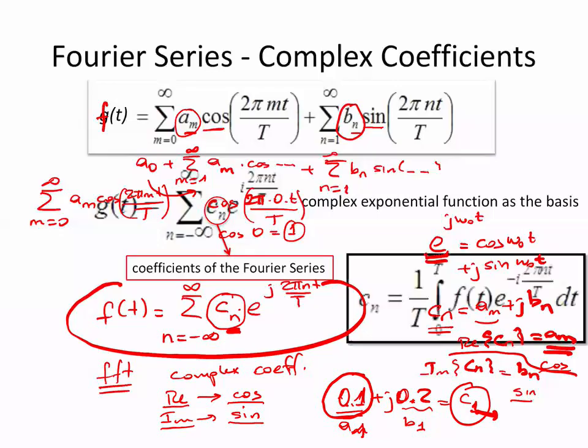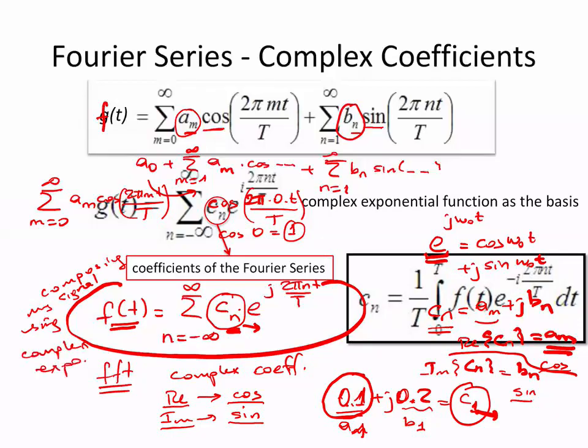Okay, and I'm adding up Cn times e to the power j omega n t to obtain f of t. Okay, so this is like composing our signal using sines and cosines. This is like composing my signal, okay, using complex exponentials.